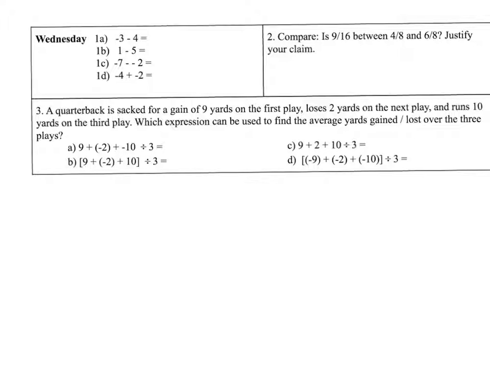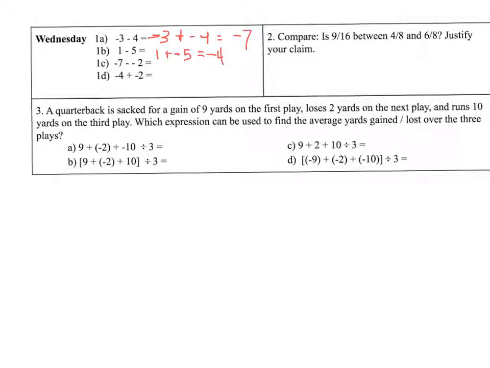Okay, negative 3 subtract 4 is the same as negative 3 plus a negative 4. And those are the same sign, so you would get negative 7. 1 subtract 5 is the same as 1 plus a negative 5. They're different signs, so you subtract the numbers. 5 subtract 1 is 4. Since 5 is further from 0 and it's negative, it'll be a negative 4 for your final answer.